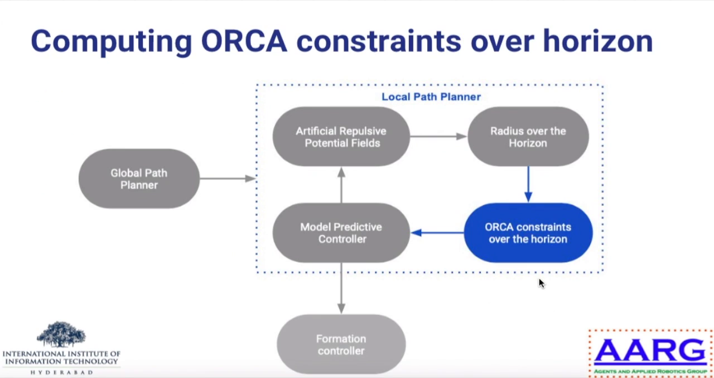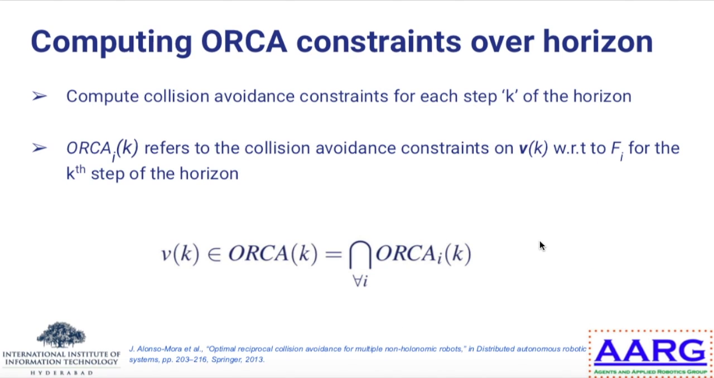The next step is computing ORCA constraints over the horizon. We compute collision avoidance constraints on the velocity for each step of the horizon using the computed radius of formations and the received trajectories over the horizon of the neighboring formations. So each formation constructs ORCA subscript I with respect to all the neighboring formations I for each step of the horizon, where ORCA subscript I refers to the collision avoidance constraints on the velocity with respect to formation I, and this is constructed using the optimal reciprocal collision avoidance algorithm, also known as ORCA.